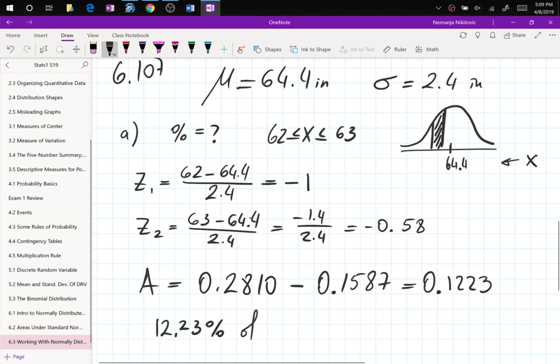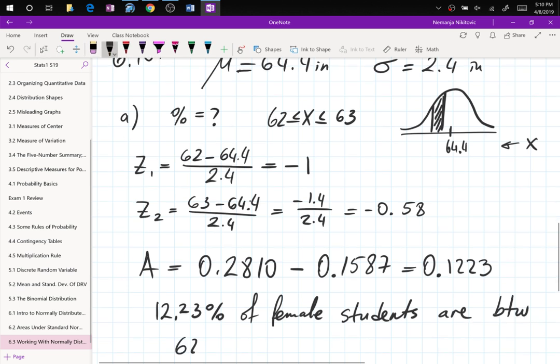23% of female students are between 62 and 63 inches tall.